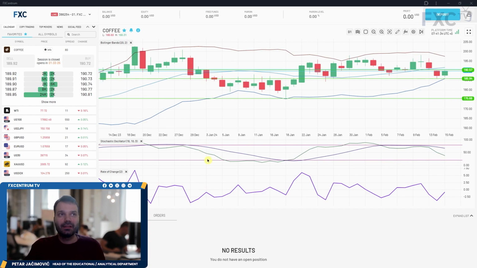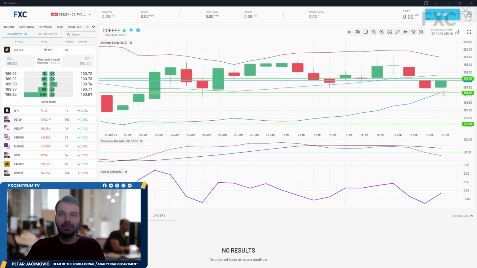So I will start first with the coffee market, and this is a daily time frame. You can see here, I will zoom in for you, that we spoke about this retest of the lower Bollinger Band at around 186, and it seems like that level is a key short-term support for the coffee market.